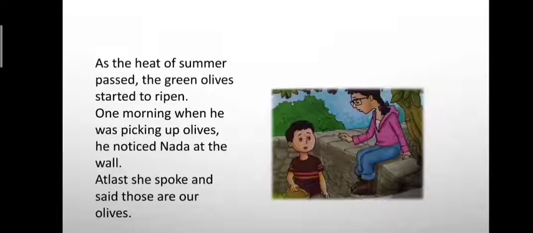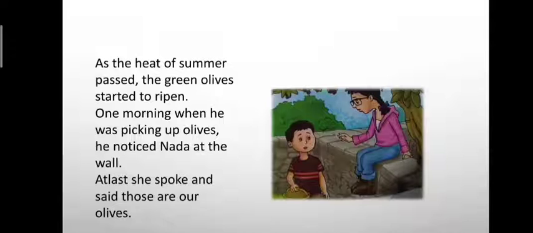As the heat of summer passed, the green olives started to ripen. They fell to the ground, and as always, Samir gathered them in a basket. One morning, when Samir was picking up the olives, he noticed Nada at the wall. For a while, Nada watched Samir in silence, and at last she spoke, saying, "Those are our olives, ours."